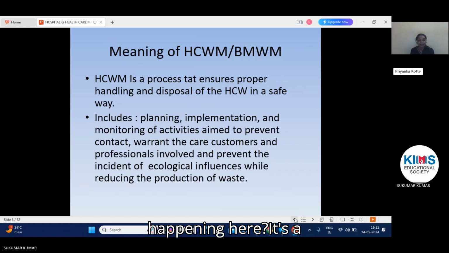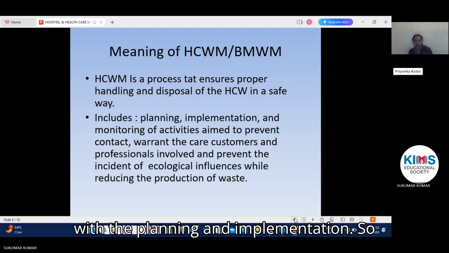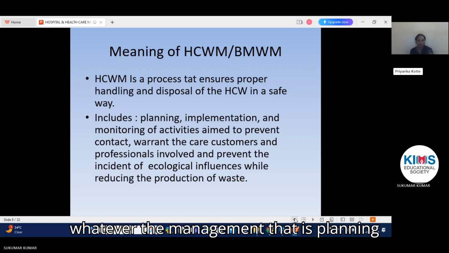So what is happening here? It's a process of ensuring the proper handling and disposal of healthcare waste in a safe way. Then there are other steps included in it. As we have seen, healthcare waste management, as we said, is a process. It includes planning, implementation, and monitoring of activities aimed to prevent contact, warrant the care of customers and professionals involved, and prevent ecological incidents while reducing the production of waste. Three things we can highlight here. Number one, it begins with planning and implementation. Whatever management planning is done needs to be implemented.